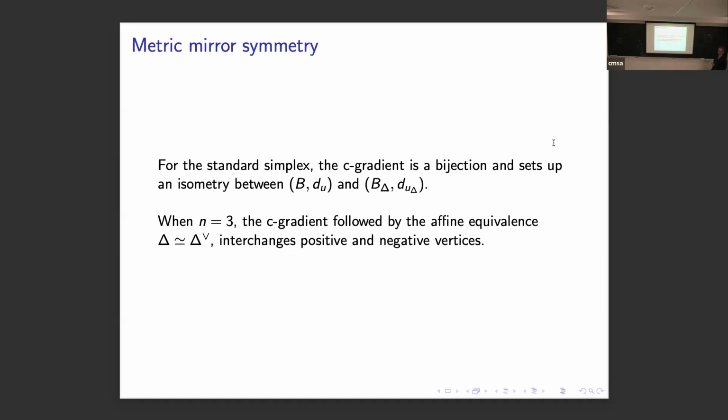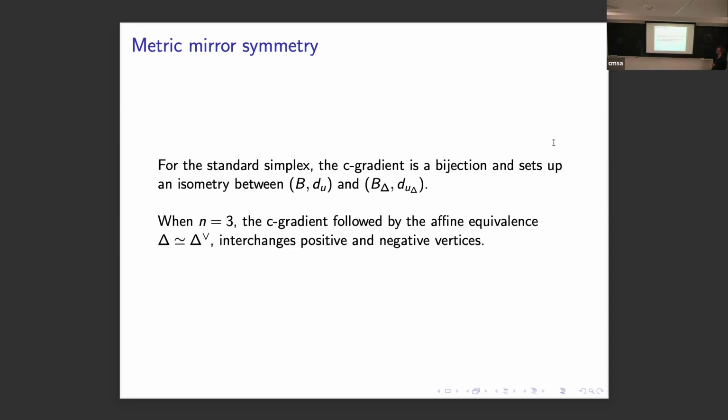I mean, a local version of this has been a part of SYZ. I mean, in the semi-flat case, you use sort of Legendre transform to pass between two affine structures, but it's really like the same Riemannian metric. But here we get some kind of global variant of this.